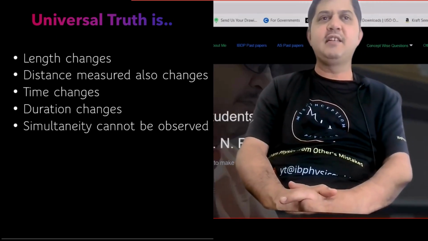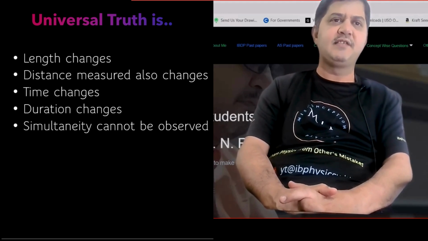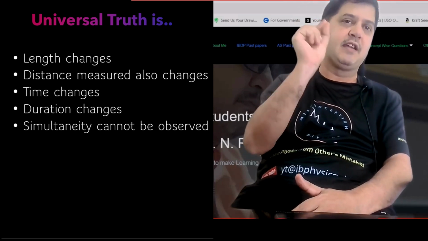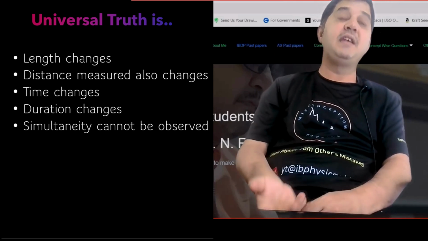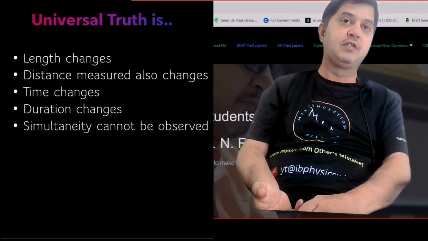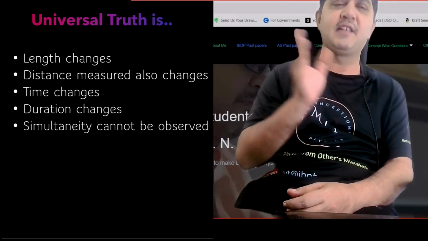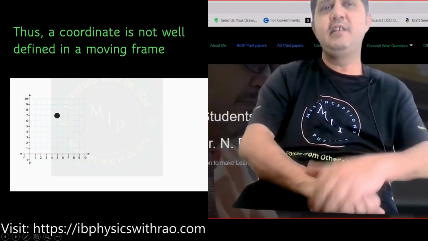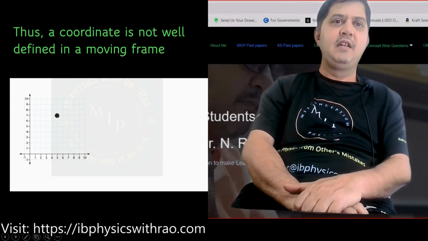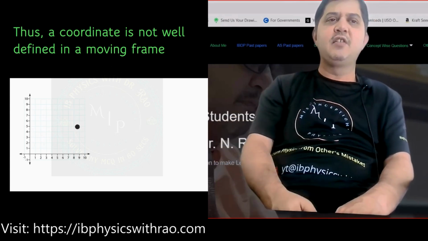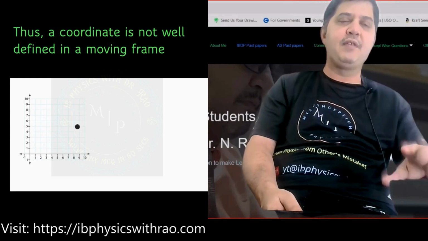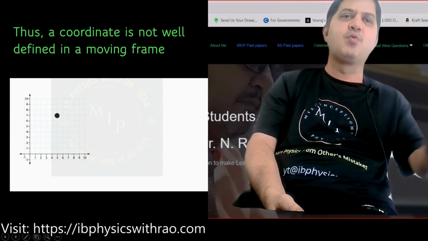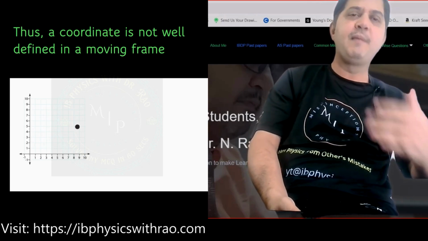Thus, the universal truth is that length changes, distance measured also changes, time changes, duration changes. In fact, the point which you keep, the coordinate, also changes. Simultaneity cannot be observed. So this is the universal truth which we know about space and time. And if we are moving at higher speeds, this is what is to be observed. Thus, a coordinate is not well defined in a moving frame. What is defined as a coordinate appears to be at a different point in a moving frame. We will see two such examples, which show how the coordinate changes and what the new coordinate is if you are observing from a moving frame.